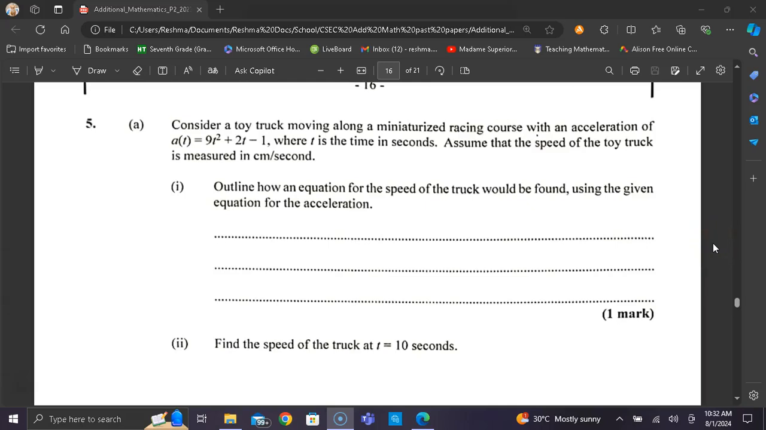Hi everyone, so I'm continuing with the solutions for the CSEC Add Math May 2023 Paper 2, and we're on question 5 in the section of Calculus. So part A, consider a toy truck moving along a miniaturized racing course with an acceleration of A of t equal to 9t squared plus 2t minus 1, where t is the time in seconds. Assume that the speed of the toy truck is measured in centimeters per second.